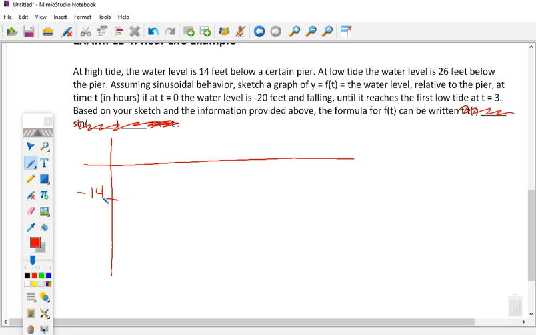Okay. So we're walking on this pier out here. High tide is 14 feet below that. Low tide is 26 feet below that. So we know the highest that it's going to be is 14 feet below the pier. The lowest it's going to be is 26 feet below the pier. Okay.